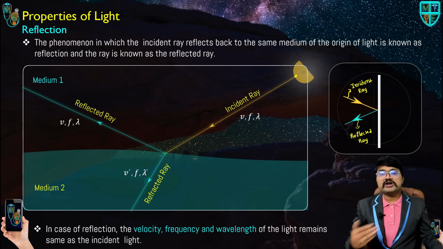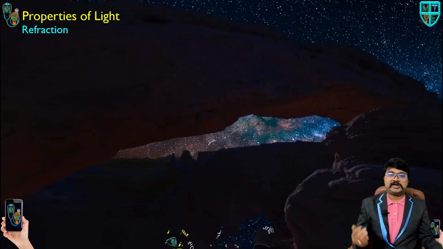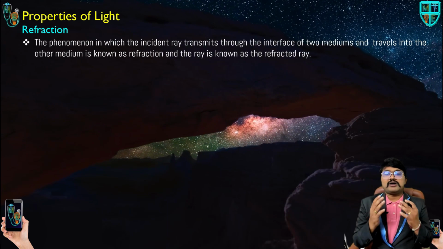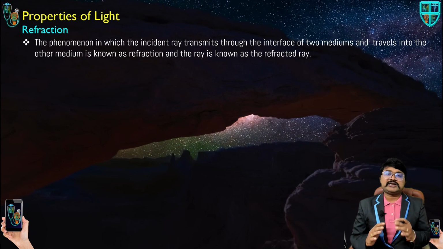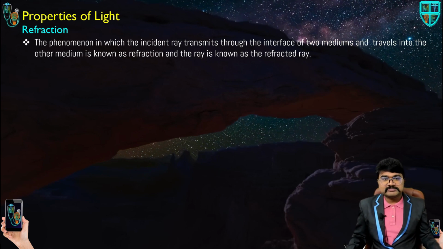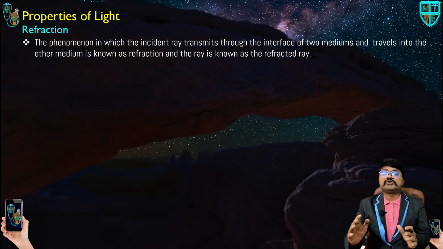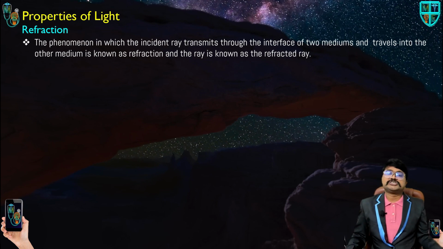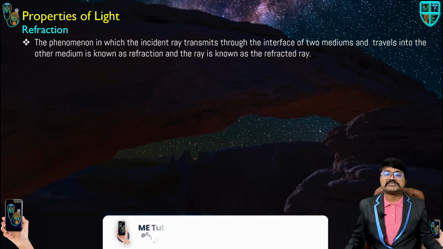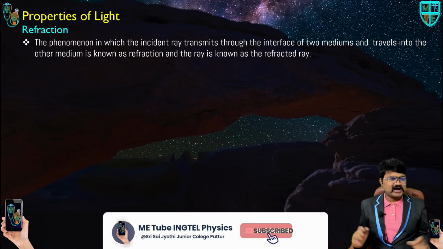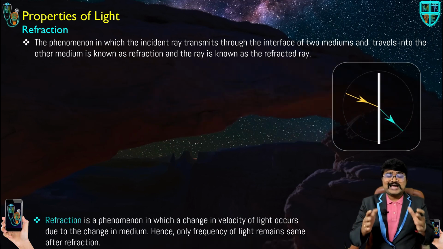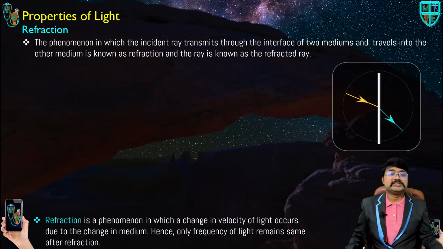Now we can talk about refraction. What is meant by refraction? The phenomenon in which the incident ray transmits through the interface of two mediums and travels into the other medium is known as refraction, and the ray is known as the refracted ray. We already discussed this part. The ray transmits into the other medium.